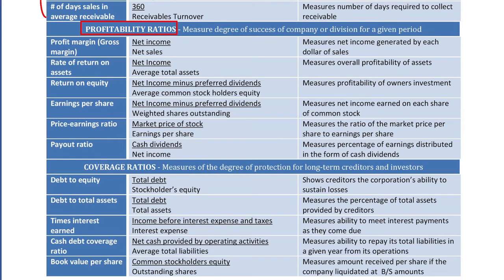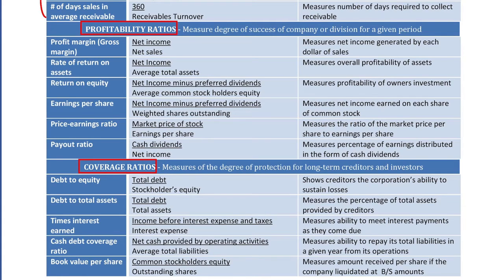Next, put a box around coverage ratios. Now these are measures of the degree of protection for your long-term creditors and investors. Debt to equity ratio, that's debt by equity. Debt to asset ratio, that's debt by assets. Times interest earned, numerator is the income before interest expense and taxes and the denominator is interest expense.